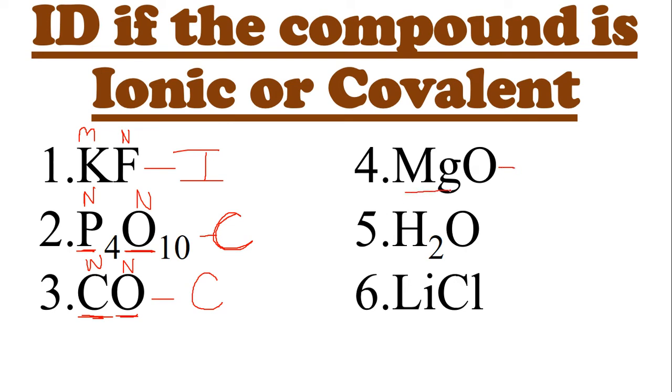Mg is magnesium. It is on the left side of the periodic table, so it's a metal. We already know oxygen is a non-metal. And so since it's a metal with a non-metal, that's ionic.